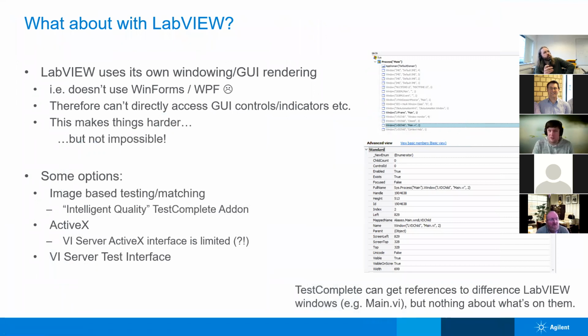One of the add-ons that you can get for TestComplete is called the Intelligent Quality add-on. This basically gives you OCR and image matching capabilities. For example, you can point it at a region of the screen and it can pick out text from that, or you can take a screenshot of a pressed button or a disabled button, and then compare what's on screen to that. I'll show some examples as I get a little bit further on about how that works.